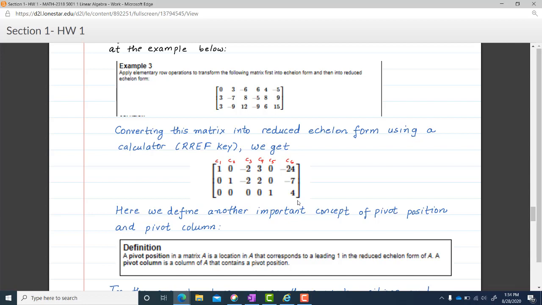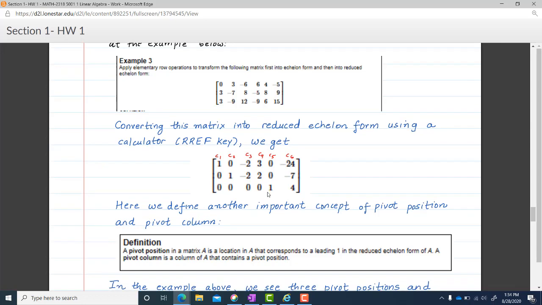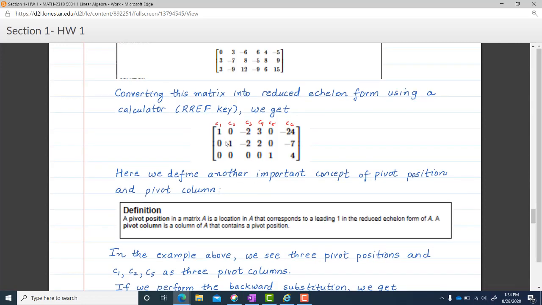So now there is another concept which we can take into account here, which is pivot columns and pivot positions. A pivot position in a matrix is a location in A that corresponds to a leading one. So this is my pivot position, this is my pivot position, and this is my pivot position. So row 1 column 1, row 2 column 2, and row 3 column 5 are pivot positions. Wherever those pivot positions are, those columns are my pivot columns. Okay, so C1, C2, C5 are your pivot columns here.